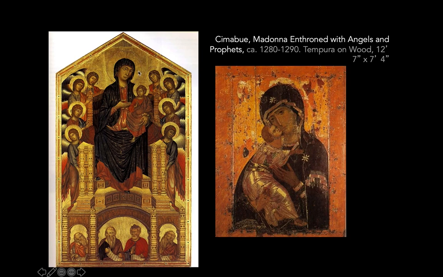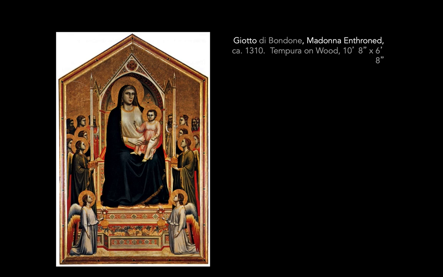And especially, notice the background, right? You have the halos and you have the golden background, just like you would in Byzantine icon paintings. So Cimabue is an example of an Italian painter who's definitely still within this tradition of Byzantine icon painting. So along comes Giotto, who again might be Cimabue's student.